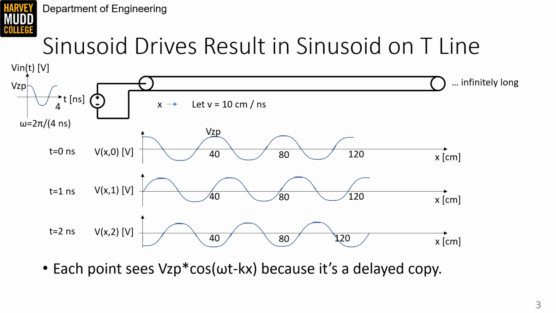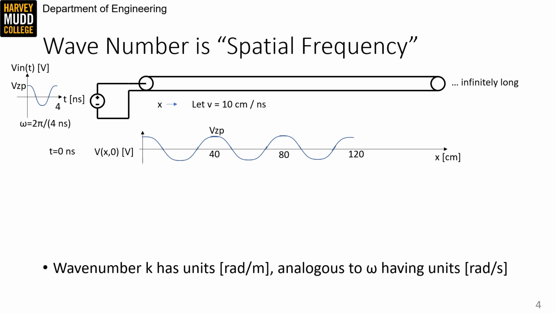We can capture the periodicity in t and the periodicity in x with the equation I've written at the bottom of the slide. Each point has cosine omega t running on it, and that's shifted to the right in phase by some amount that depends linearly on distance. This raises the question, what's the value of k? To find out, we need to turn our pictures of sine waves into equations. I've copied over the t equals 0 nanosecond picture for reference.